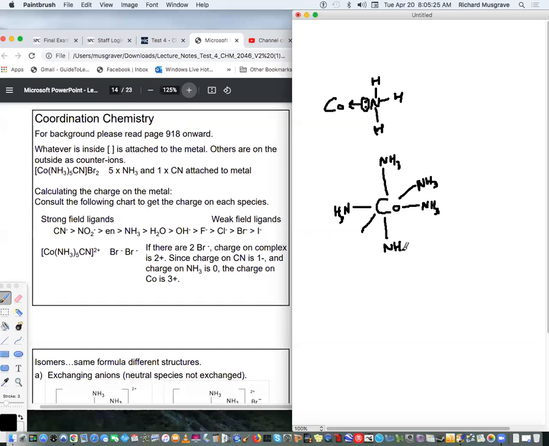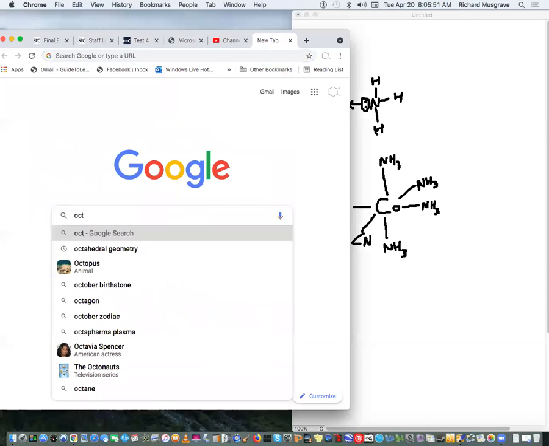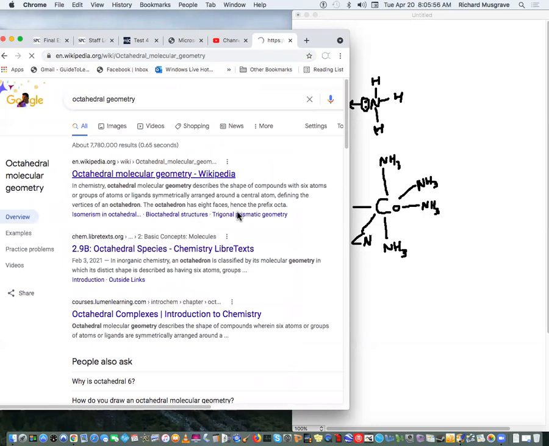And then we'll have CN over here. So the way I want you to visualize this is to have the NH3 here going back into the page and the CN coming out of the page. Now I'm going to go hunt down an octahedral geometry here, and I'll show you exactly what that looks like. There we go. So you can see it there.